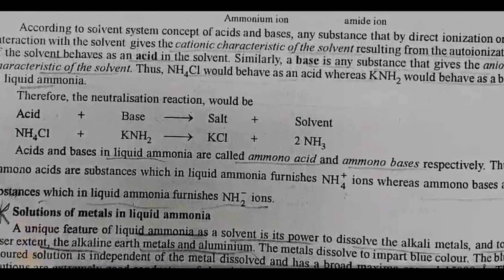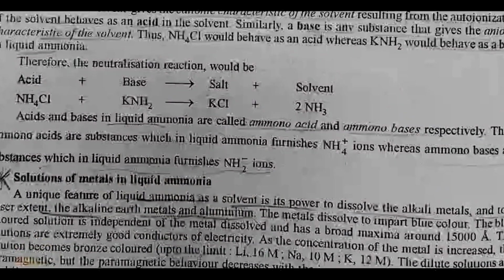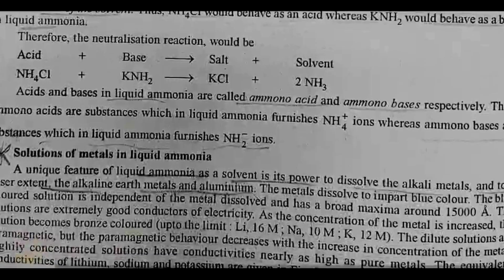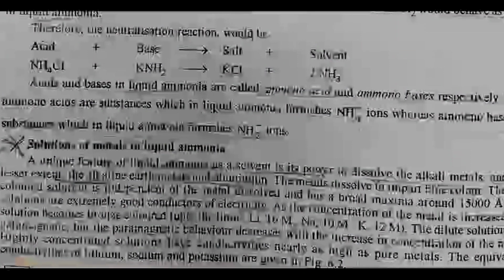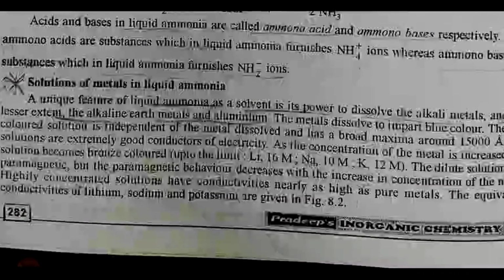Acids and bases in liquid ammonia are called ammono acids and ammono bases respectively. Thus, ammono acids are substances which in liquid ammonia furnish NH4+ ions, whereas ammono bases are substances which in liquid ammonia furnish NH2- ions. Solutions of metals in liquid ammonia. A unique feature of liquid ammonia as a solvent is its power to dissolve the alkali metals and, to a lesser extent, the alkaline earth metals and aluminium.